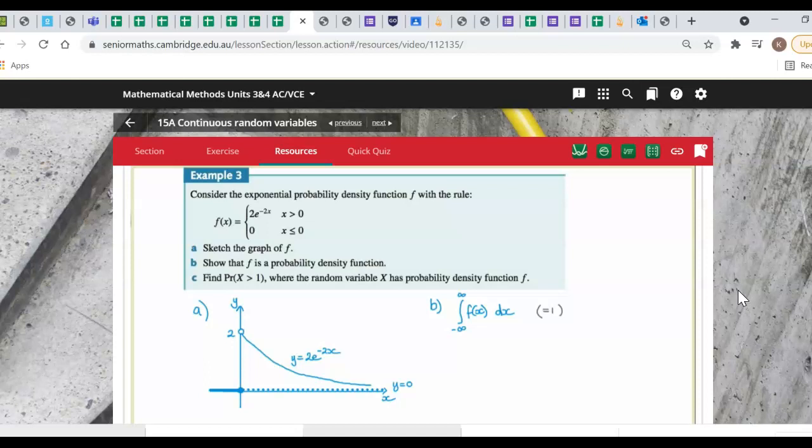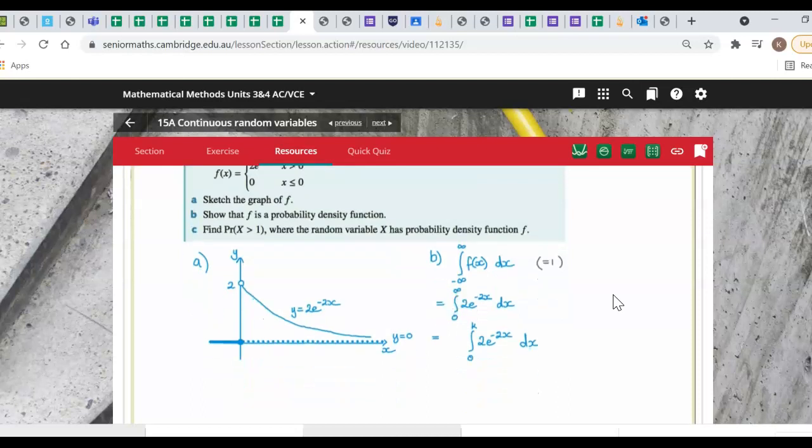Part B asks us to show that this is a probability density function. So in doing so, what we need to show is that if we integrate this function between negative infinity and positive infinity, the value of this area will be 1. But I don't need to integrate between negative infinity and positive infinity. We can see from our graph that we only need to integrate between x equals 0 and positive infinity.